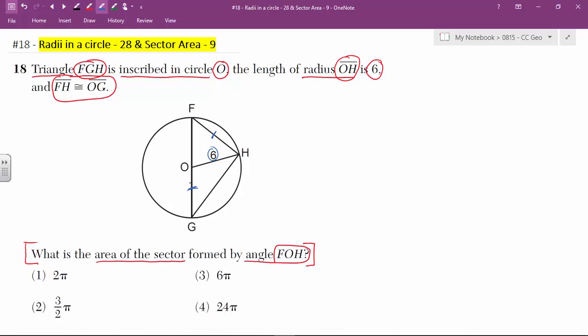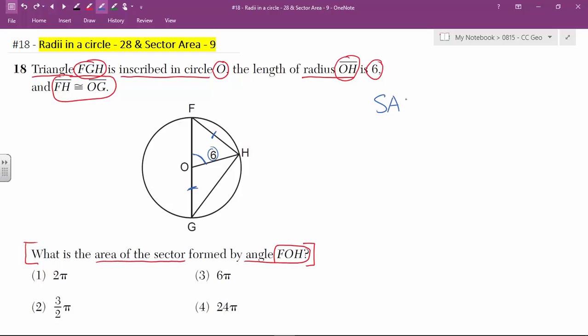But what's the question? That will tell us what's the big idea we need to leverage. And the question is bracketed. It says, what is the area of the sector? So what is the sector area formed by angle FOH? Oh, they want to know that sector area for this part of the circle.